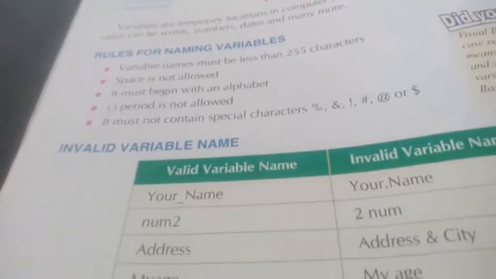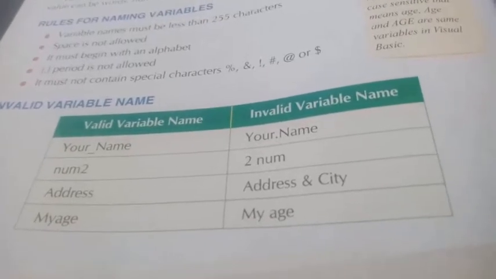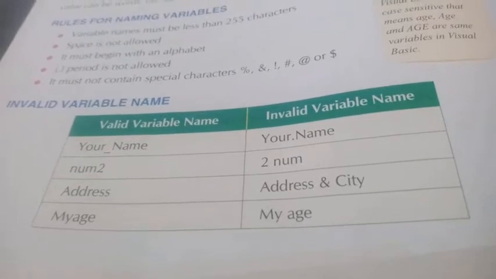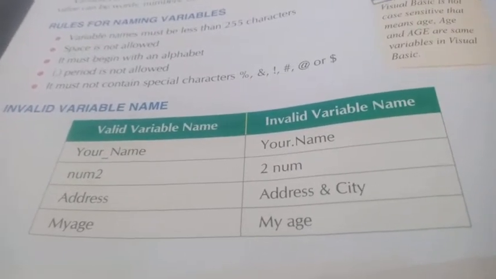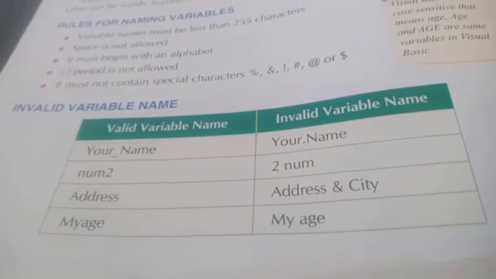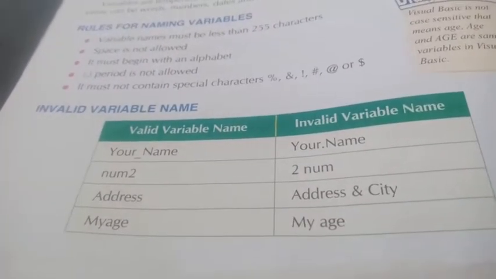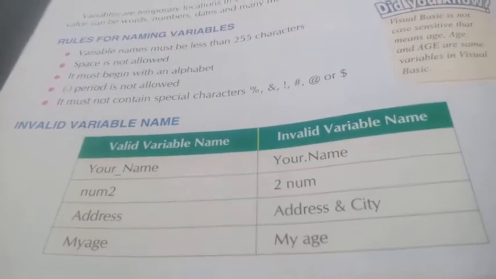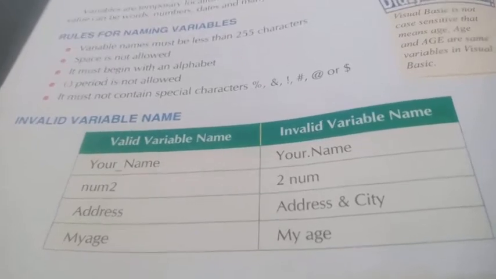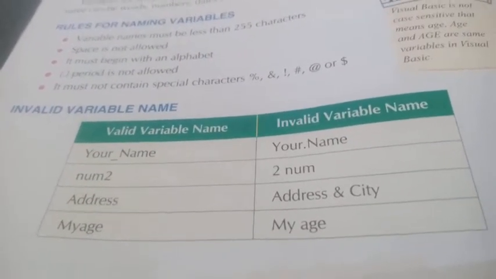Okay, so here you can see a list is available for valid variable names and invalid variable names. Your underscore name, this is valid. We can use underscore for separating meaning, so here you can separate your first name. And num2, we can use. Address, my age is correct.